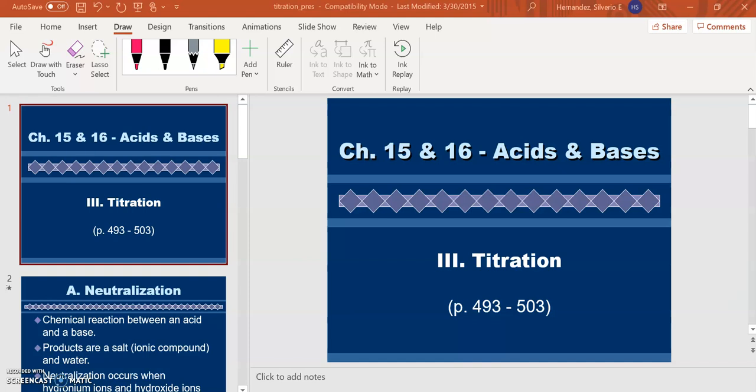This is a video over titration problems. Before we begin looking at what titrations are, we're going to look at what a neutralization reaction is.